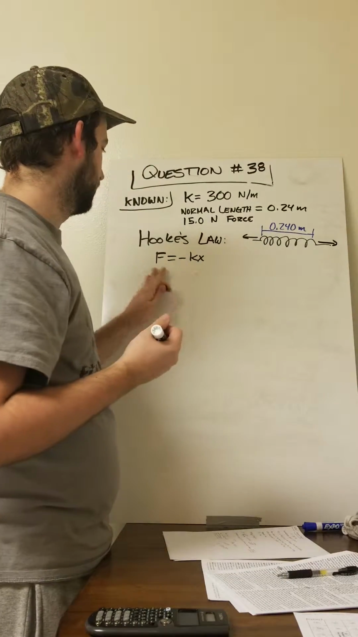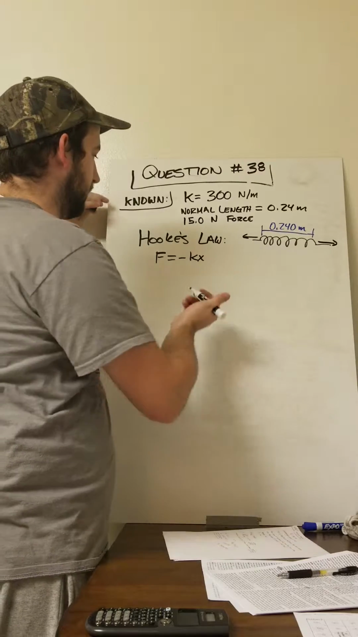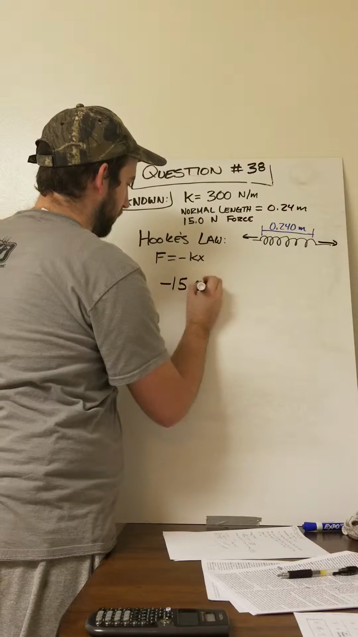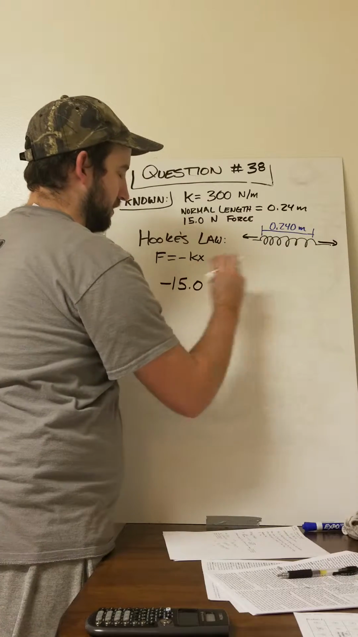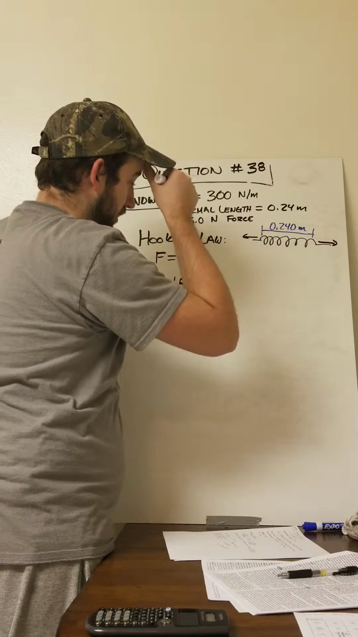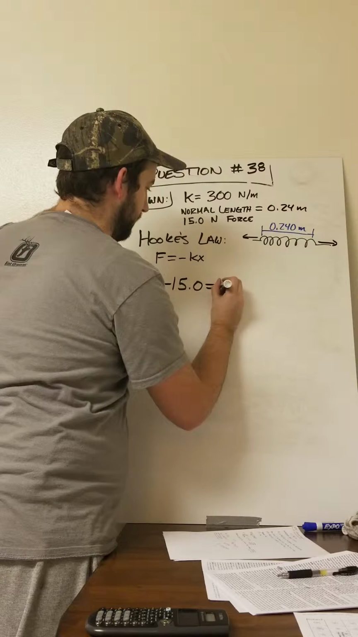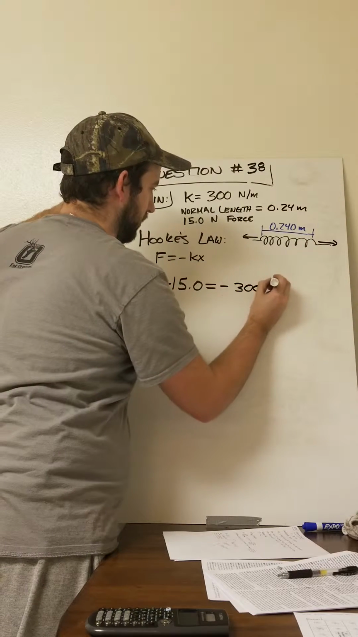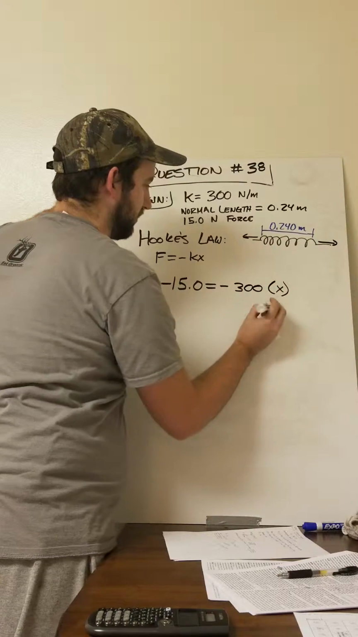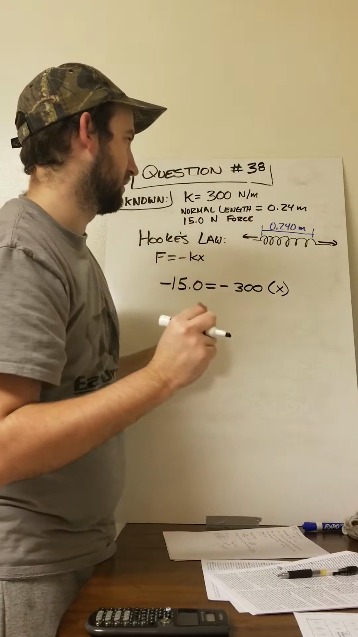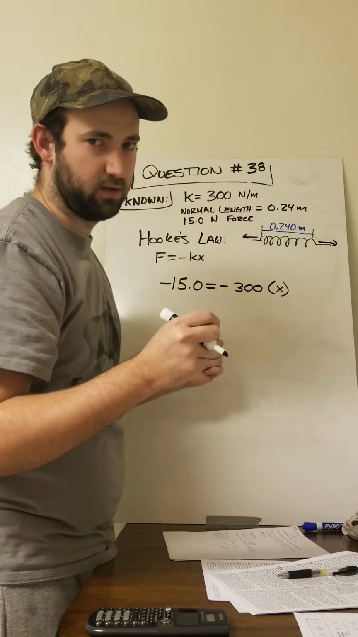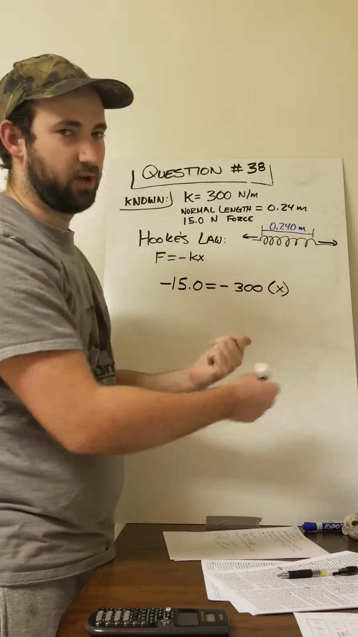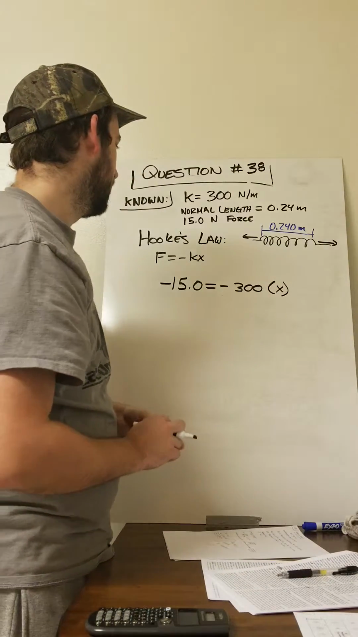So when we put this all in, the force, which is going to be negative since it's pulling it, is going to equal negative 300 times x. And x is what we're looking for because that's going to be the change in the length of the spring, or the distance that it stretches out, however you want to phrase that.